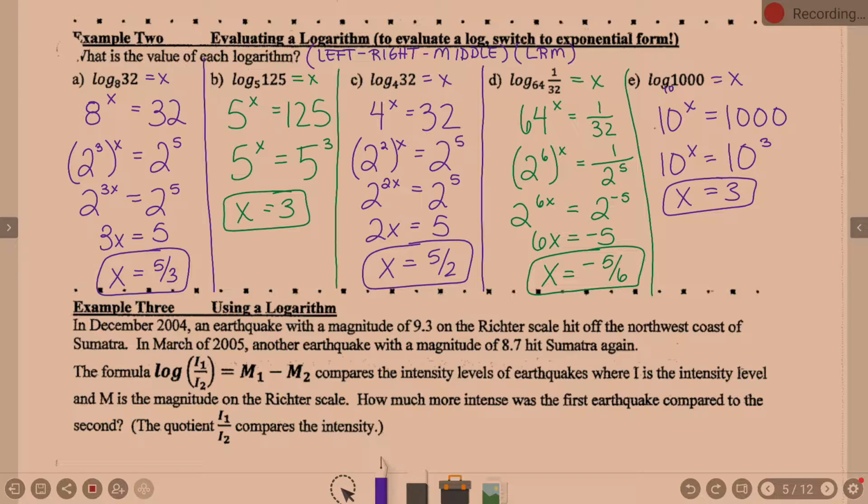So no, I did not put a list of 10s on here. Could you put a list of 10s on here if you want, I guess? Absolutely. Sure. 10 to the second is 100. 10 to the third is 1,000. 10 to the fourth is 10,000. 10 to the fifth is 100,000. You could.